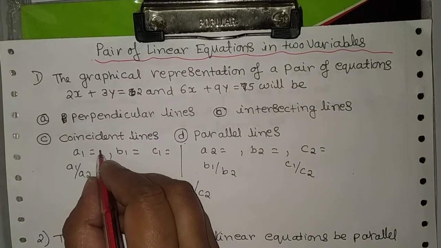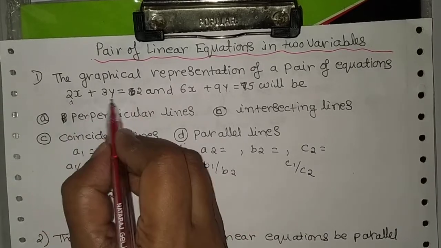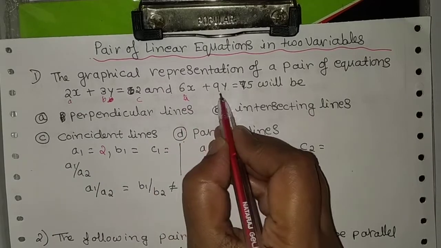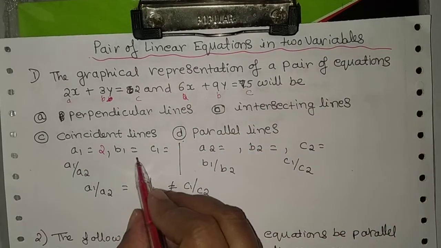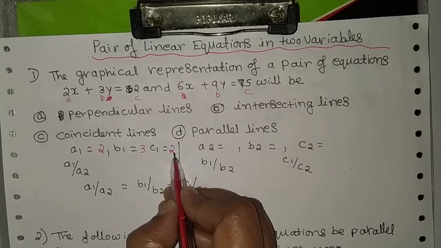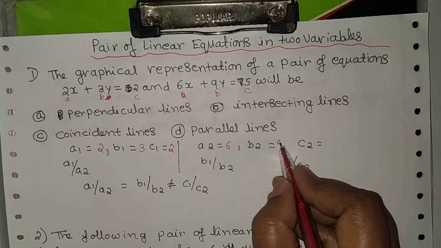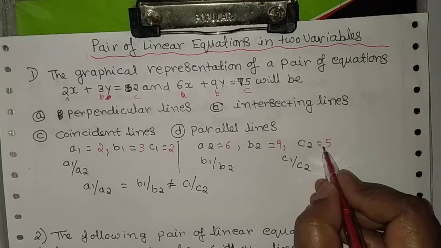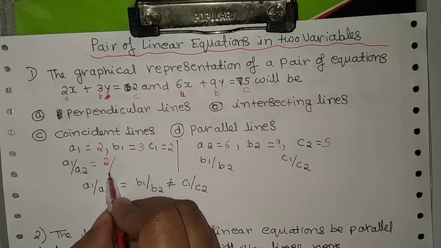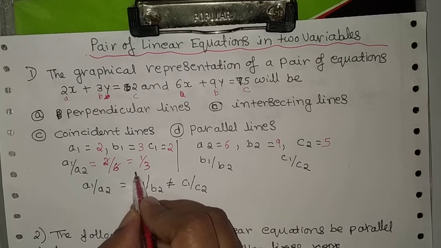Just write down, see the equation, and write this is a, b, c and this is a, b and c. So here a1 is 2, b1 is 3, c1 is 2. Again here a2 is 6, b2 is 9 and c2 is 5. So here we have to find a1 by a2, that is 2 by 6, which is 1 by 3.